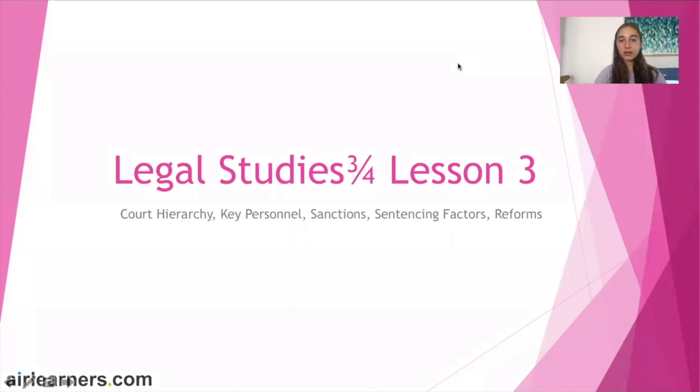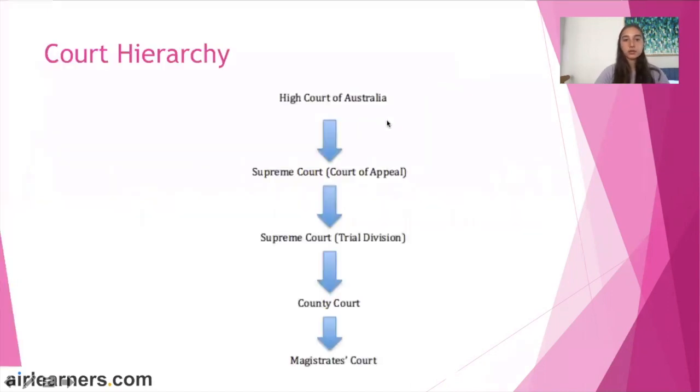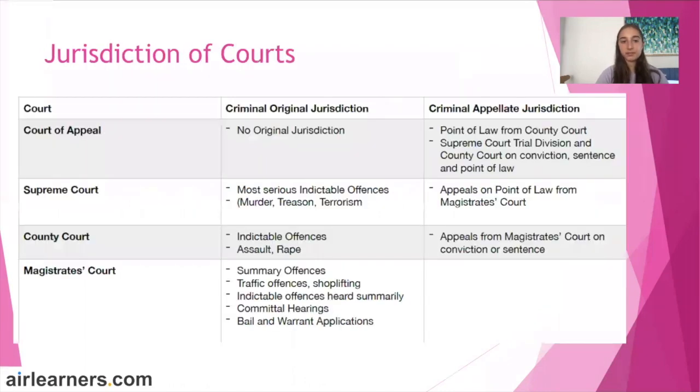In this video, we're going to cover the court hierarchy, key personnel, sanctions, sentencing factors, and reforms. To start off with, at the top of the court hierarchy is the High Court of Australia. Below that is the Supreme Court Court of Appeal. Below that is the Supreme Court Trial Division, the County Court, and at the very bottom, the Magistrates Court.